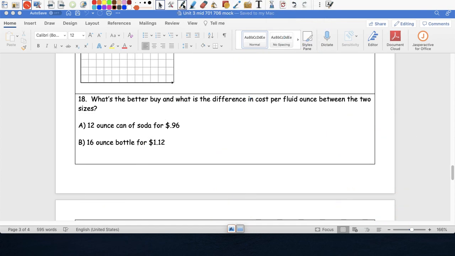So let's do the first one. We're paying 96 cents for 12 ounces. Let's find the unit rate. Well, 1 ounce. So we're going to divide this by 12. Divide the top by 12. 0.96 divided by 12 equals 8 cents.